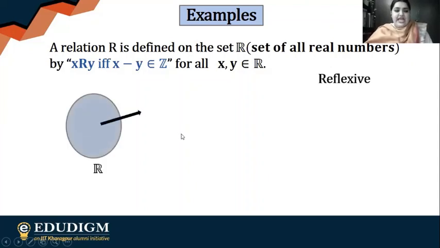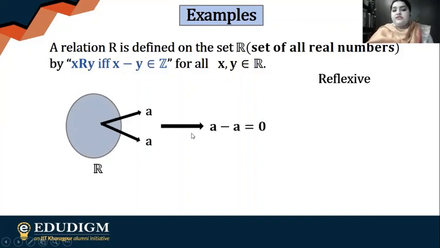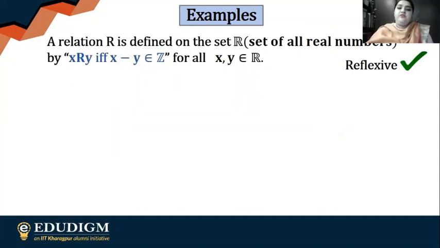For reflexivity, what do you do? You take any element from the original set, which is the set of all real numbers here, you see the same element and check whether they're related or not. Now, what is the definition of the relation here? You check their difference. The difference comes out as 0, which is definitely an integer. So this is reflexive.